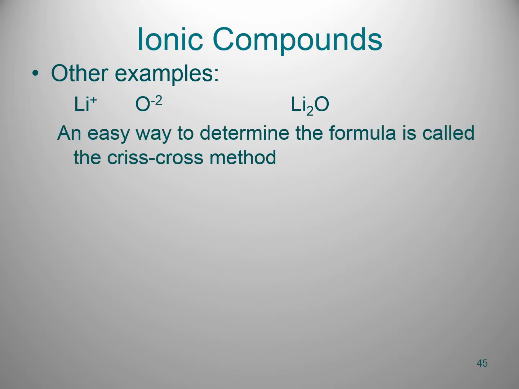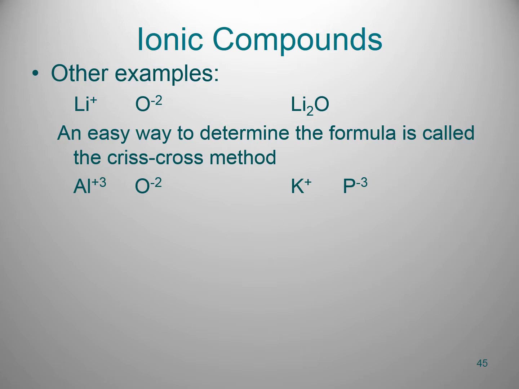An easy way to figure this out is called the crisscross method. The way you can do that is you take the number of the charge, not the charge itself, and crisscross down to the other element. So you can see here in this example, let's look at aluminum, Al plus 3 and O negative 2.